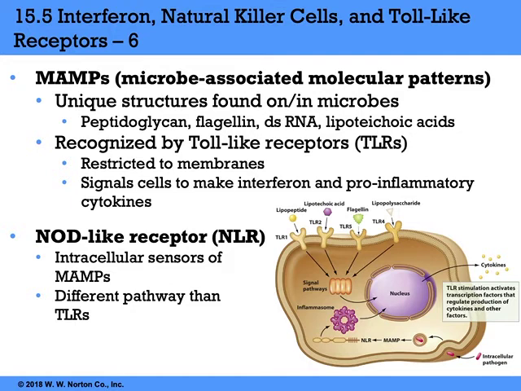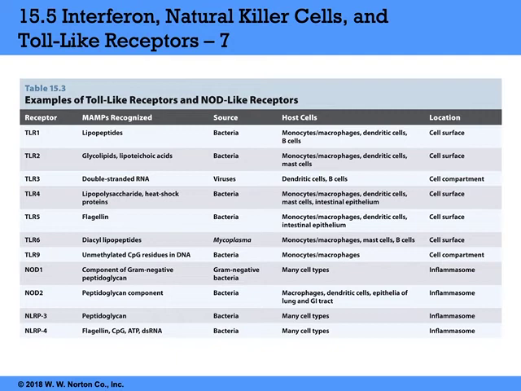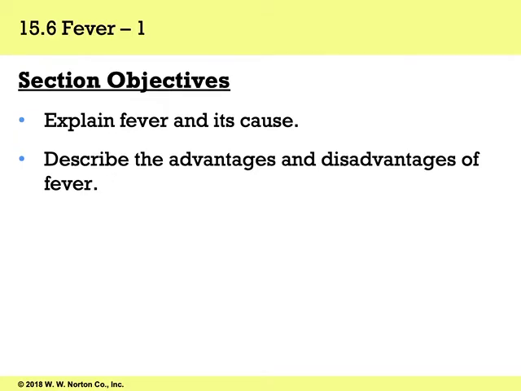So once that inflammation's going, we bring blood to the area, we elevate the temperature in that region, the region swells up because of the extra fluid, and there's pain. And all of that is designed to begin the process of the destruction of dead tissue and the destruction of the pathogen, and then setting the stage eventually for tissue repair. So you can see some of the different MAMPs, their sources, their host cells, and their locations. Next thing we want to talk about is fever and what fever serves. So let's take a look at fever.